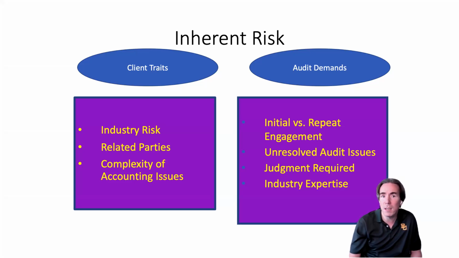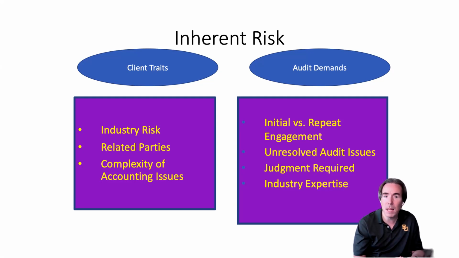So when we're looking at the client traits, we consider what industry they're in. Are there a lot of related parties? Are the underlying accounting issues complex? So for example, in a high-tech industry, there would be more risk than in a durables industry where there's not as much transition and new technology raising issues.